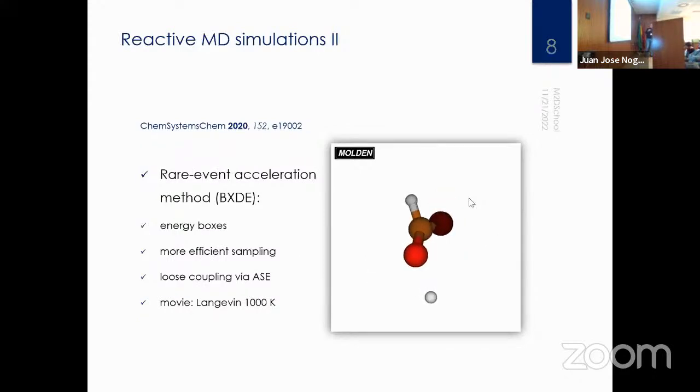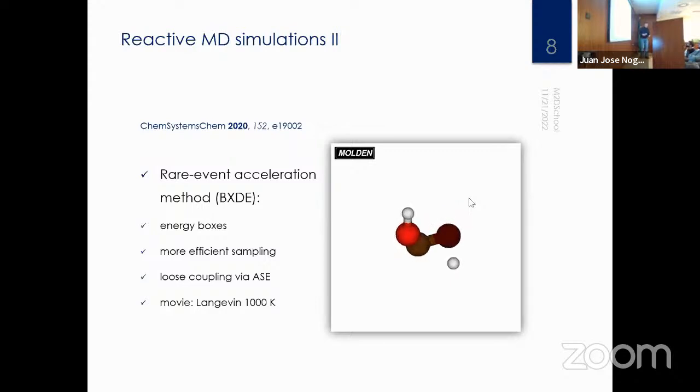But there is a second way to remedy this entropic bias problem, which is to use rare event acceleration methods. This is in a way related to your question, Danilo, I guess. It's not exactly the same. What we use here is something called DXDE. It stands for box space dynamics in energy space, and the idea is simple.